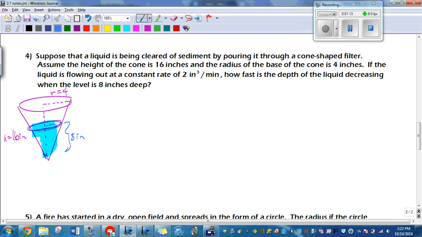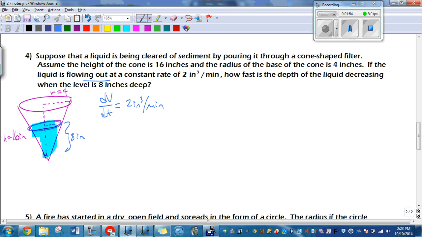So let's kind of go back and take a look at a couple things. It says if the liquid is flowing out, so the water is coming out of the bottom, at a constant rate of 2 cubic inches per minute. So this is a rate of change, right? So this is going to be like a dx/dt, dy, d-something/dt. And what we're dealing with here, we've got radius, height. This measurement is in cubic inches per minute. So we know the minute is time, but cubic inches tells us that's going to be volume. So dV/dt, the change in volume with respect to time, is 2 cubic inches per minute.